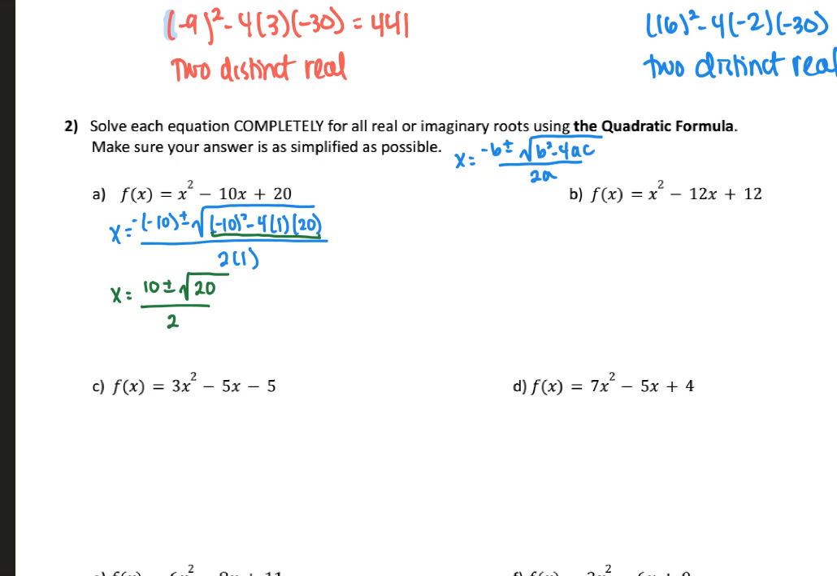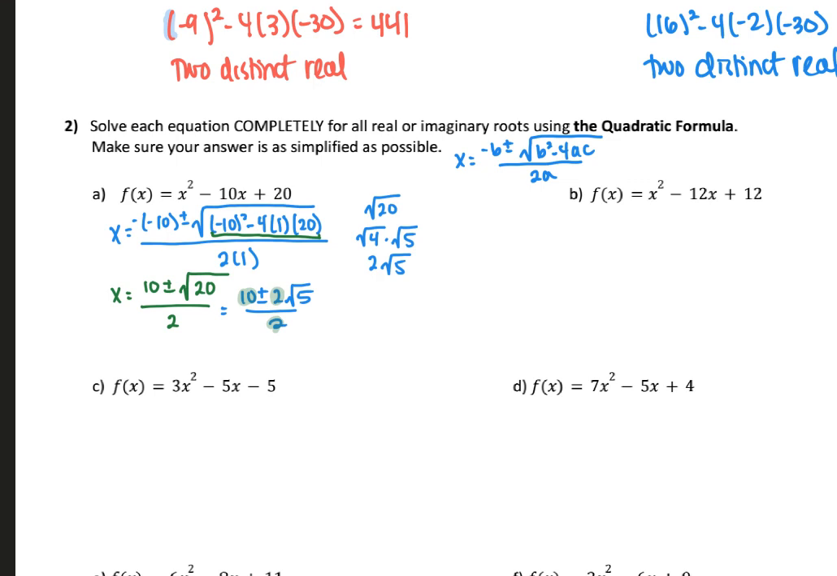So before we think we're done, we need to see if we can simplify our radical. Well, I can actually simplify 20 as 4 times 5. And the reason we do that is because the square root of 4 is equal to 2. So I can actually write this as 10 plus minus 2 times the square root of 5 over 2. And the last thing we need to do is take a look at these numbers on the outside. And if they're all divisible by the same thing, we can actually simplify this more.